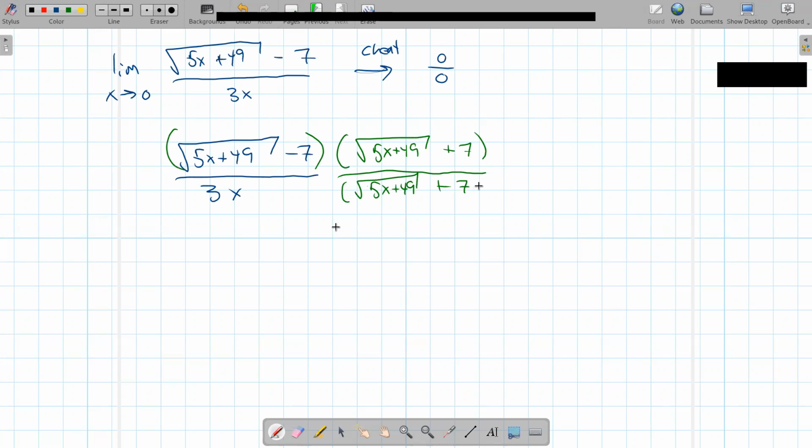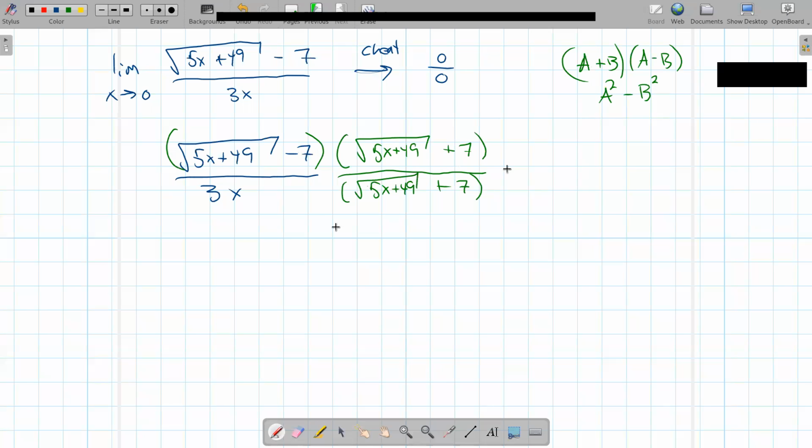Okay, so the point of multiplying by the conjugate is that we have a plus b times a minus b, which always evaluates to a squared minus b squared. The middle terms disappear, and my a here is a square root, so that means I get to get rid of the square root in the top. Let's see what happens.